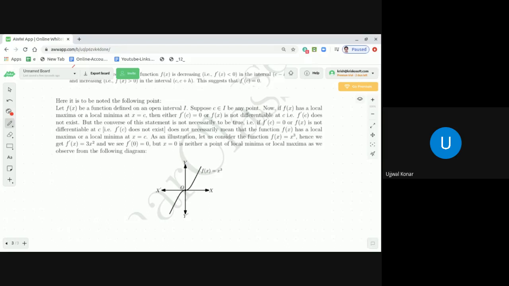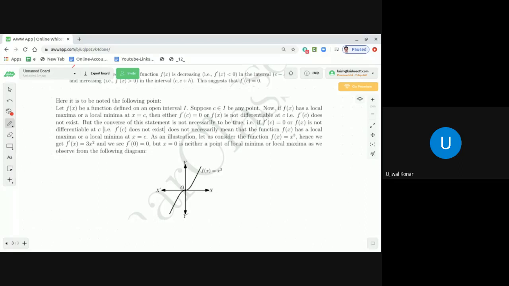Let f(x) be a function defined on an open interval I. Suppose C belongs to I. That means C is an element in the set I, which is an open interval. Now, if f(x) has a local maxima or local minima at x equal to C, then either f dash C has to be equal to 0, whatever we have seen in the previous two cases, or f(x) is not differentiable at x equal to C. That is, f dash C does not exist.